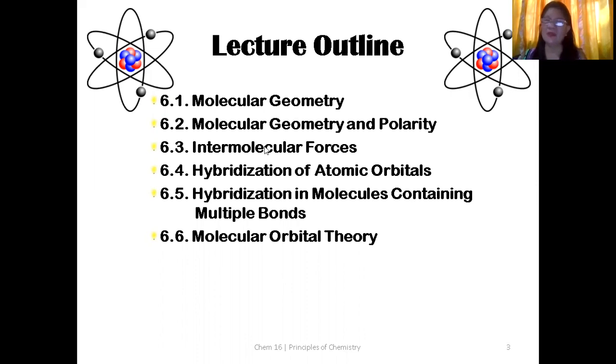Then we have the hybridization of atomic orbitals. What are hybrid orbitals? They have something to do with the not-so-usual formation of molecules. Then the hybridization of molecules containing multiple bonds. What do you mean by multiple bonds? It could be a single, double, or triple bond. And the last one is the molecular orbital theory. These are the lecture outline of this topic.